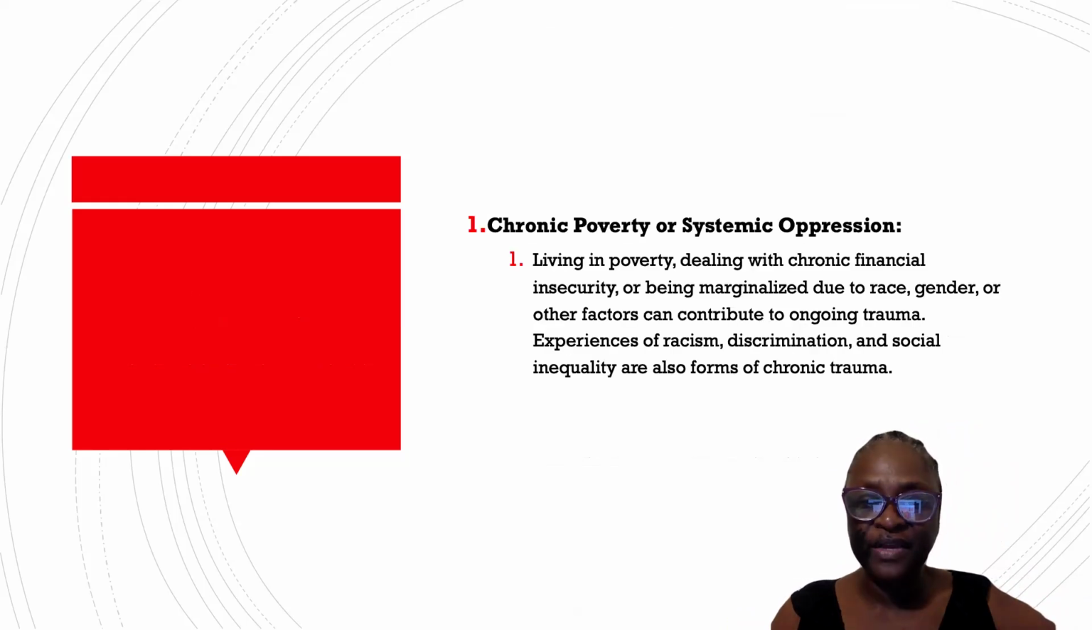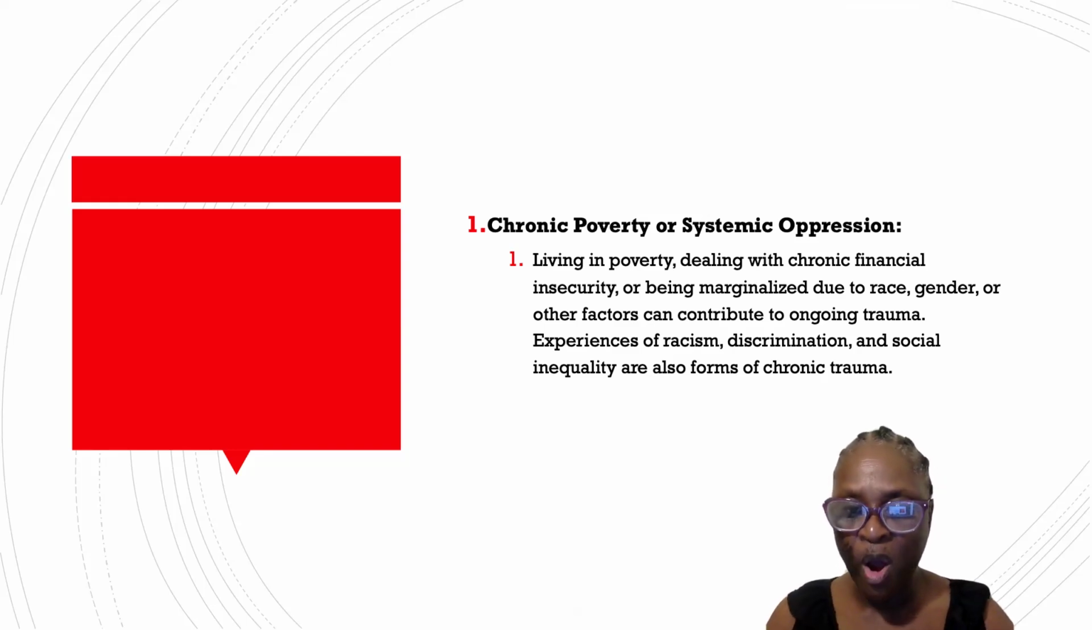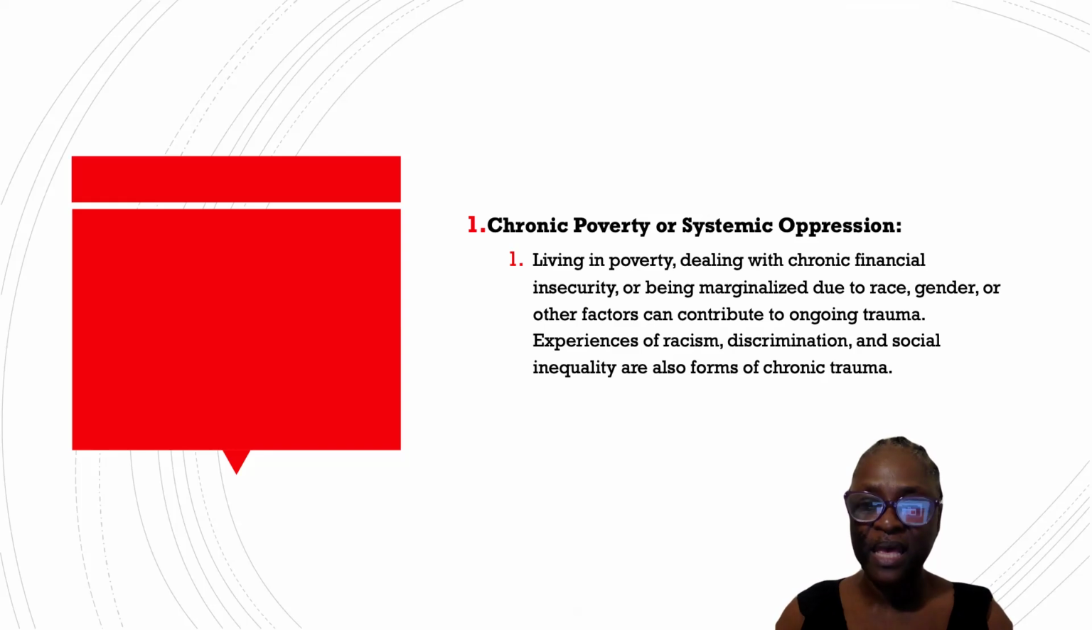Chronic poverty or systemic oppression. Living in poverty, dealing with chronic financial insecurity, or being marginalized due to race, gender, or other factors can contribute to ongoing trauma. Experiences of racism, discrimination, and social inequality are also forms of chronic trauma.